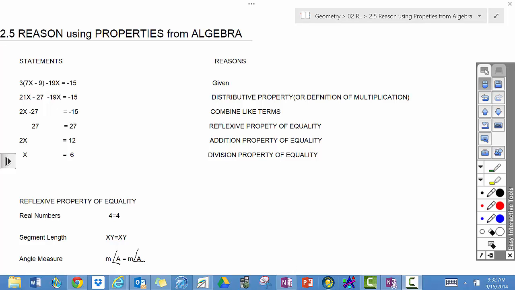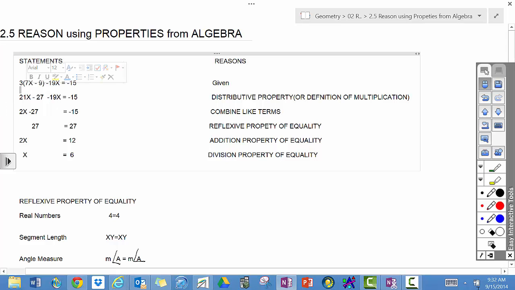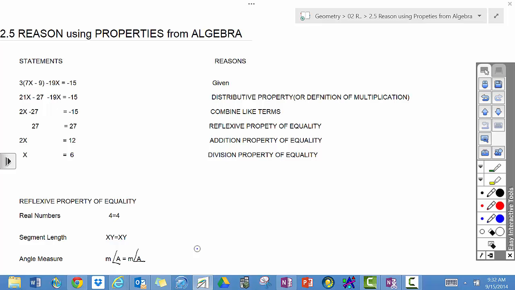So what's happening in step 2? The 3 is distributed, correct? The 3 is distributed to the 7 and to the 9. So this is distributive property. It's not distributive property of equality because you don't do it to both sides of the equation. Over here, you combine like terms. You've done that before. So that gives you 2x minus 27 equals negative 15.